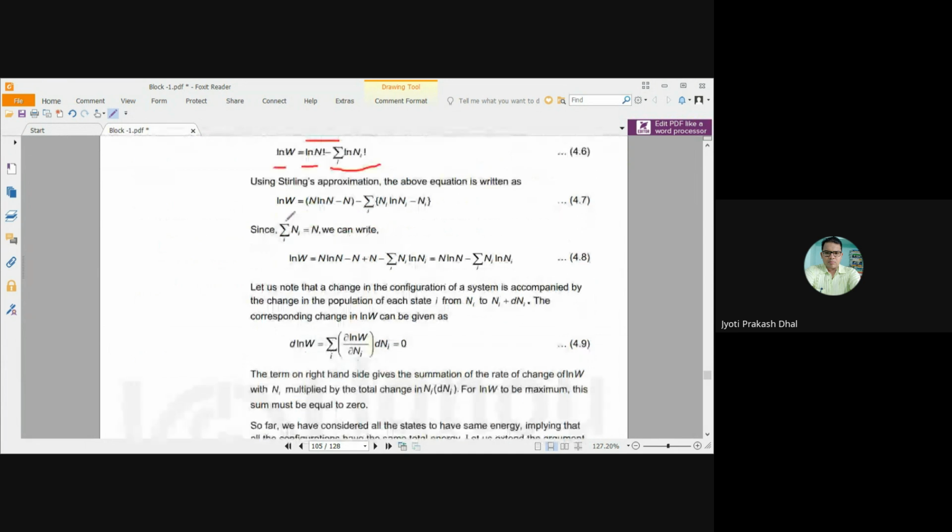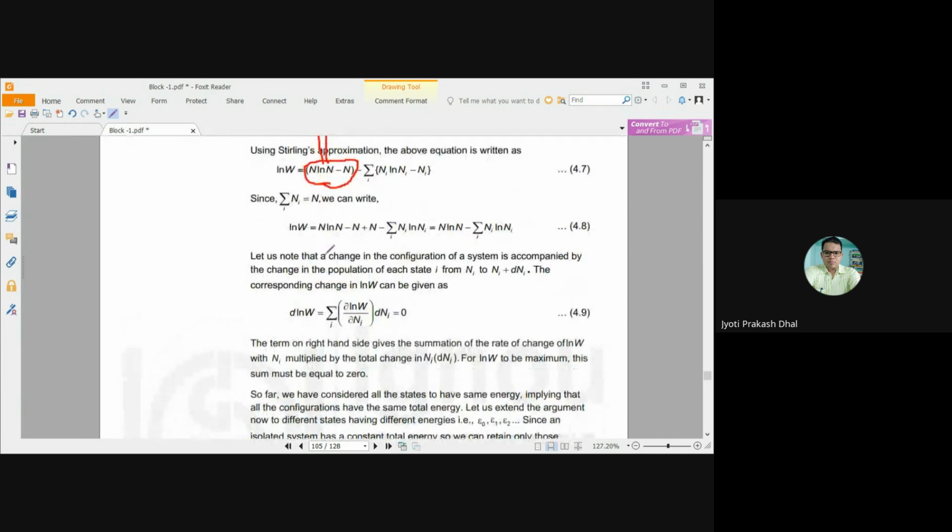Now using Stirling's approximation, which we have studied in the last class, ln N factorial equals N ln N minus N. So putting the value of ln N factorial by using Stirling's approximation, we can write N ln N minus N in place of ln N factorial.